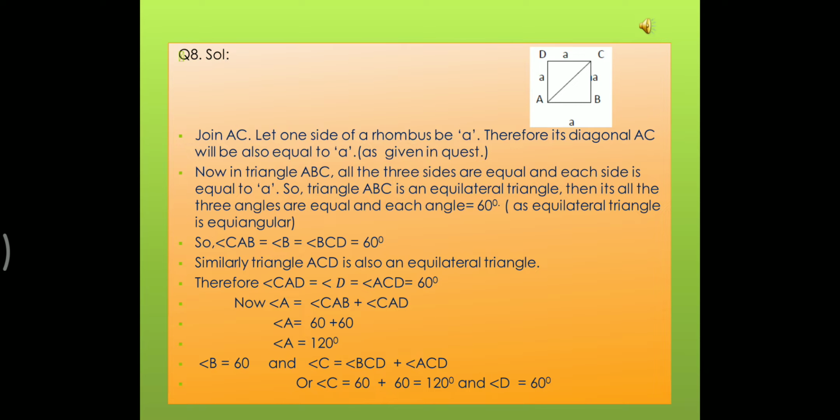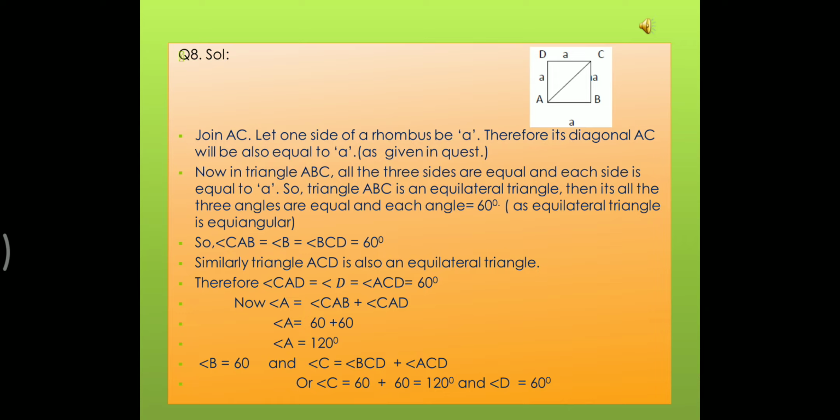In question number 8, we have given the length of one side of a rhombus is equal to the length of one of its diagonals. And in this question, we have to find the angles of the rhombus. That is angle A, angle B, angle C, and angle D.